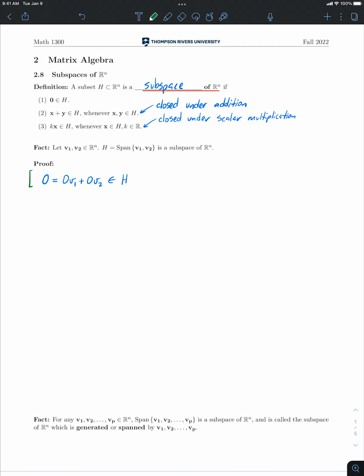Okay, so that was quick, right? But that's how you verify the first statement. And quite often, the first statement is the easiest to check, whether it's true or whether it's false.